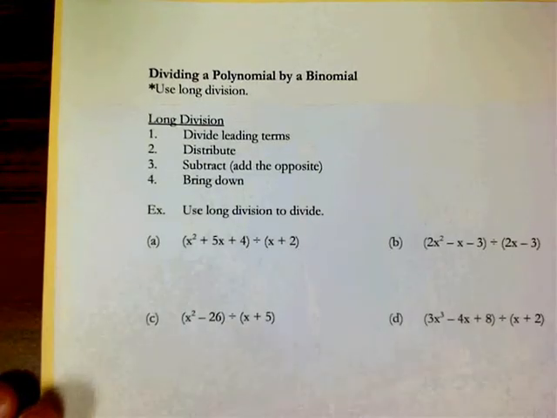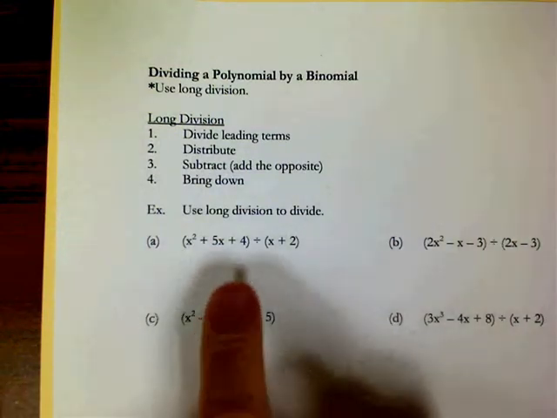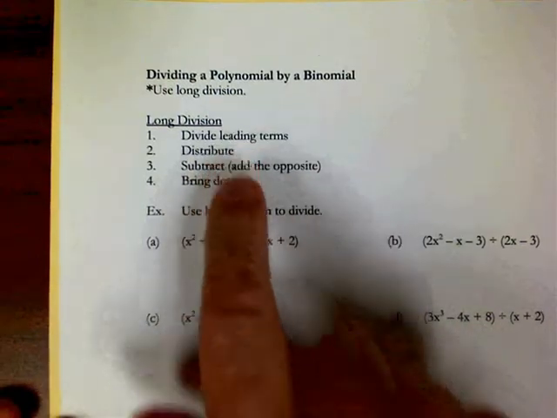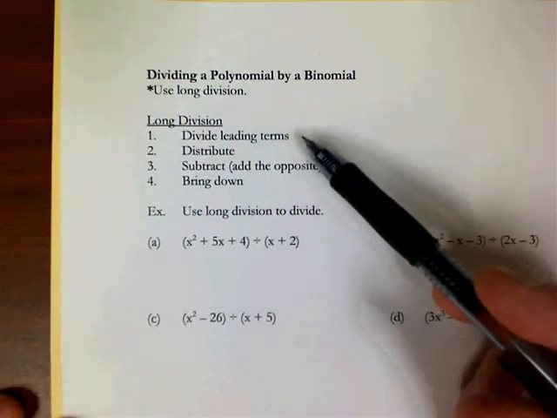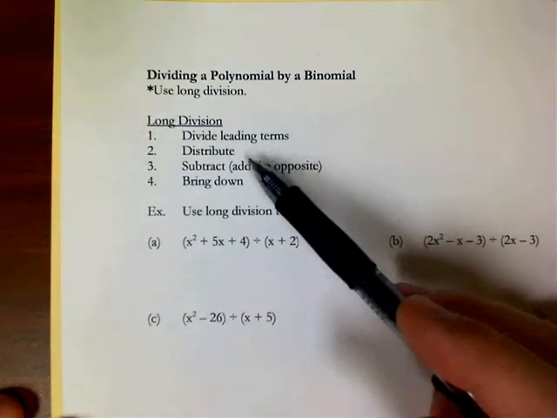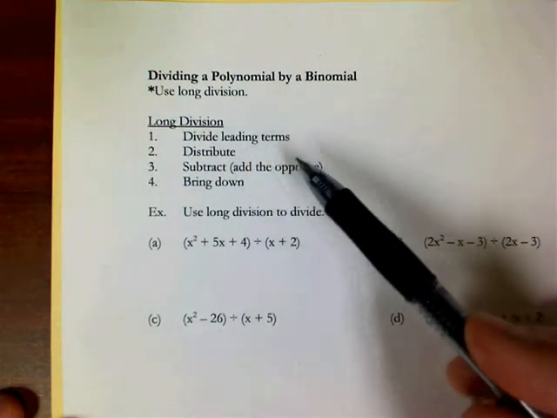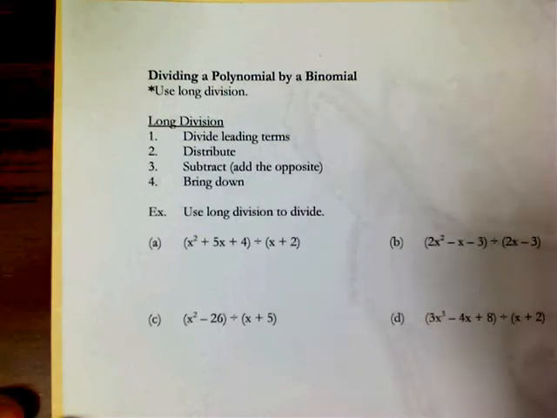So now let's look at what we're going to be doing. We're going to be dividing expressions. And so, I've already listed the steps for you. We're going to be dividing leading terms first. Instead of multiplying, we're going to do a longer form of multiplication. We're going to distribute. Subtract, you may want to think of that as adding the opposite. And then bring down, as always, and then start over the process.